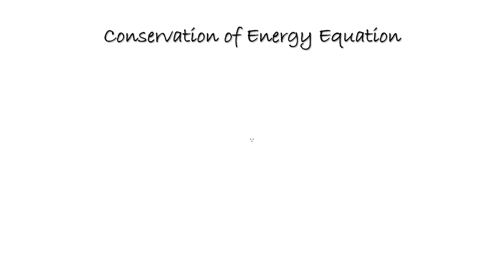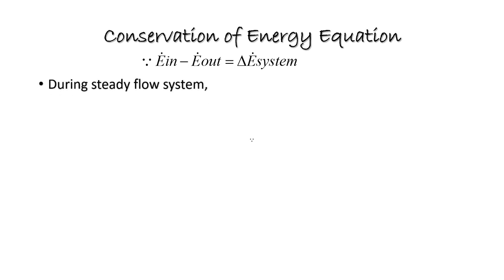Next is the conservation of energy equation. We know, as per the conservation of energy, that energy can neither be created nor destroyed. It only changes from one form to another form. And if you talk about the control volume, whatever amount of energy is coming into the control volume and whatever amount of energy is going out from the control volume is equal to the change in that control volume. So mathematically, we can say that energy coming in minus energy going out is equal to the change in the system. And for steady flow systems, that change is equal to 0. That means whatever energy is coming into the system is equal to the energy going out from the system.